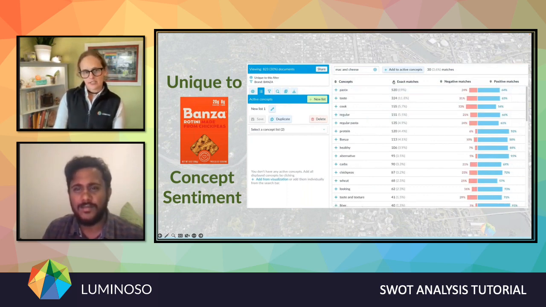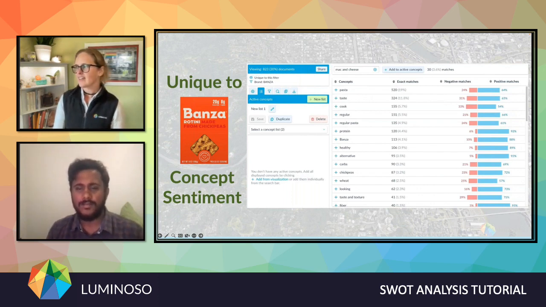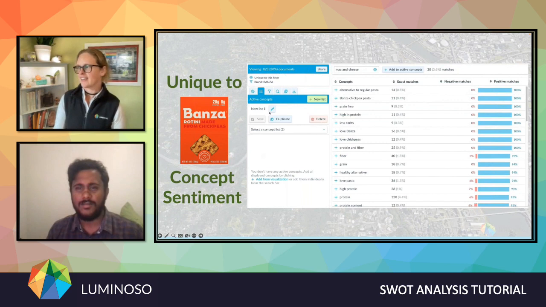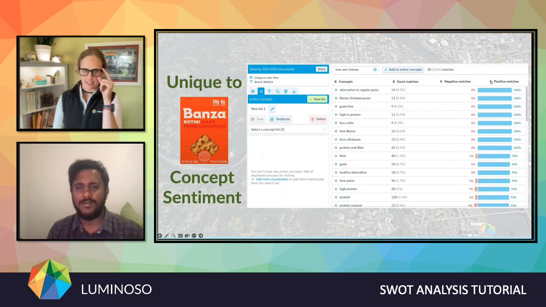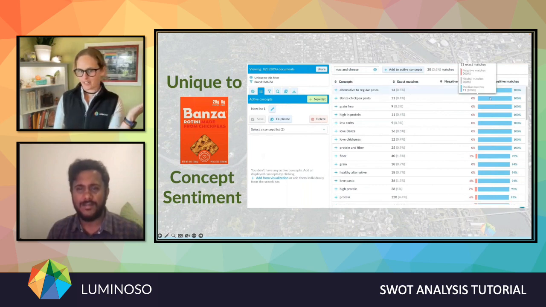We can sort by matches. What is being talked about the most? What's not so common? And we can also sort by negative matches. I think that shows up after here. So just because something is really negative doesn't mean it's happening all the time. People's eyes gravitate to the concept with 12 mentions.